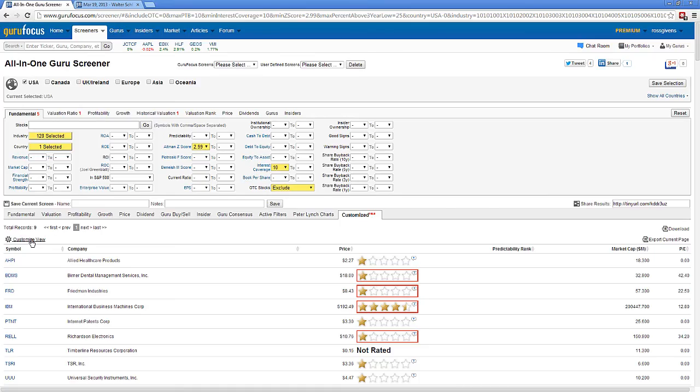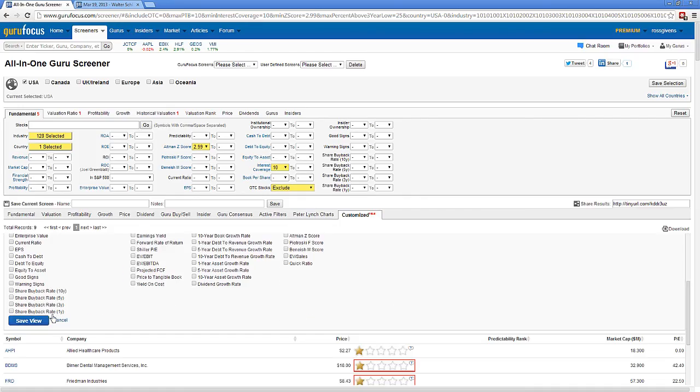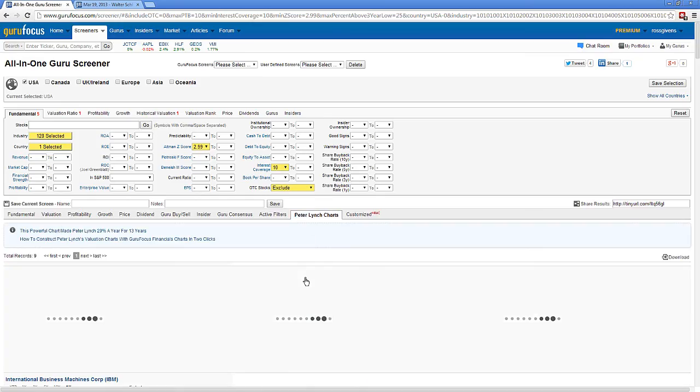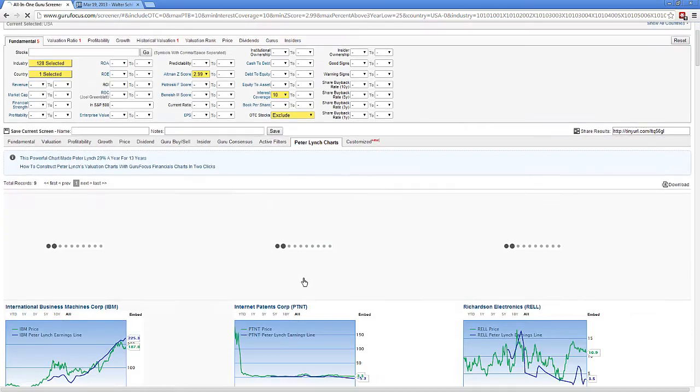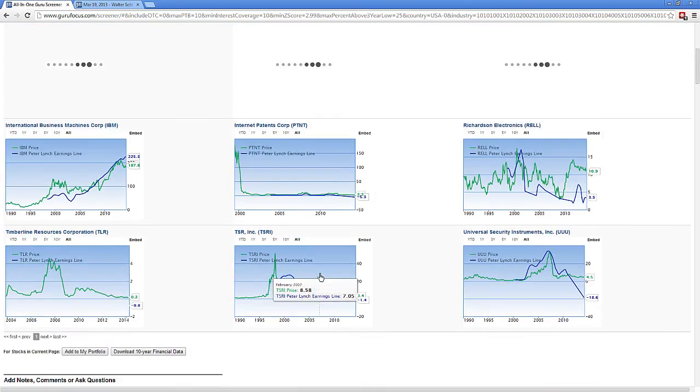So if we click Customize View over here on the left side, we can choose the metrics we want to view. So we can put price to earnings, price to book on here, 52-week change, whatever we want to do. And then just save this view. And now we're seeing the same stocks based on the metrics we wanted to look at. You can also look at it on a chart view and see this as several of the Peter Lynch charts that we have in the interactive chart feature. There's lots of ways to view this information.